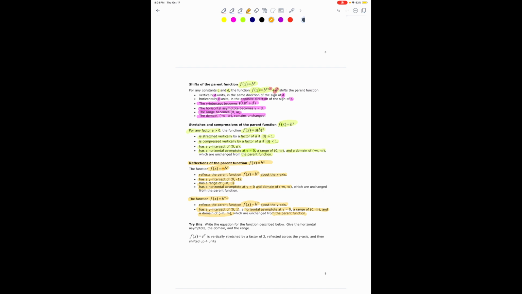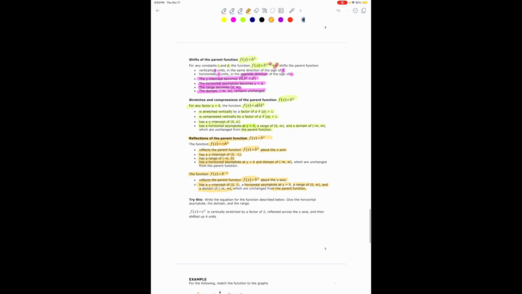So the only time the range is going to change is by shifting the parent function to the right and to the left and up and down. Basically, up and down, reflection is going to change the range. However, the domain remains the same for all of them. It's always from negative infinity to positive infinity.